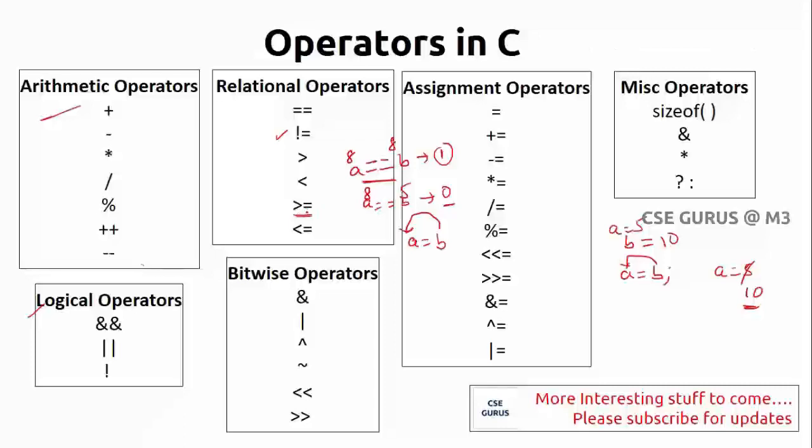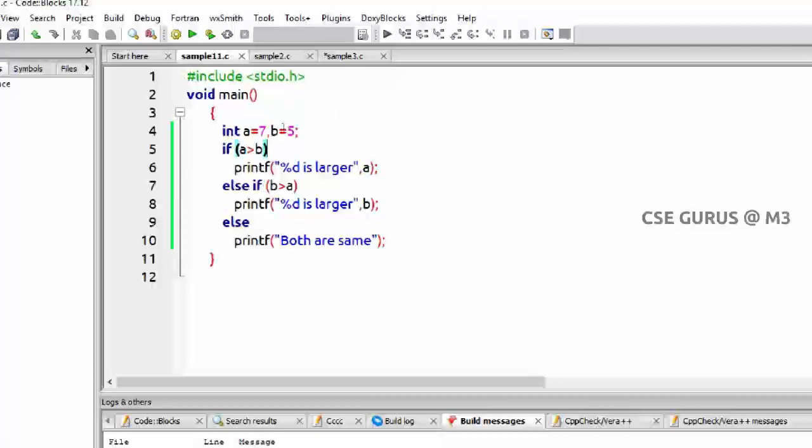So I want to show you some simple programs. I'll take 3 different programming examples, and I'll show you how this can be written in C language. The first example is very simple. I've taken A value 7, B equals 5. Now, if A is greater than B, it's a simple check of whether your A value is greater than B. If it is true, the value will be 1.